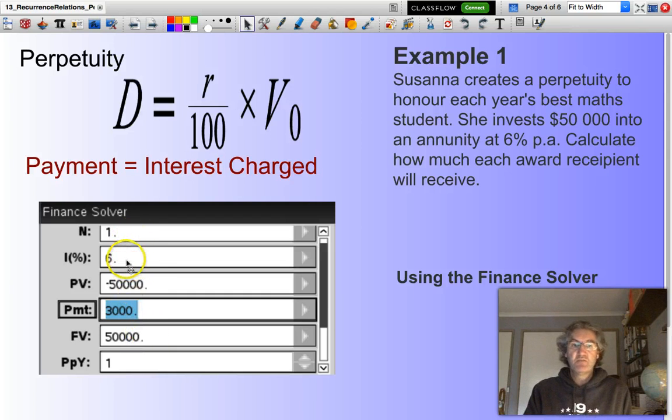Right, interest rate 6%. Leave this field blank and then hit enter, and what we'll end up demonstrating is that we end up with $3,000 as our regular payment. Notice it's positive to indicate that the money is going to the recipient of the award.